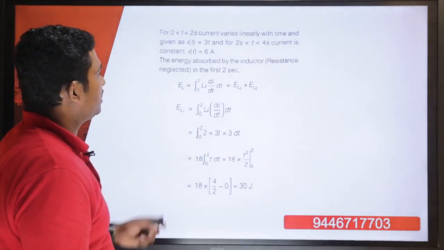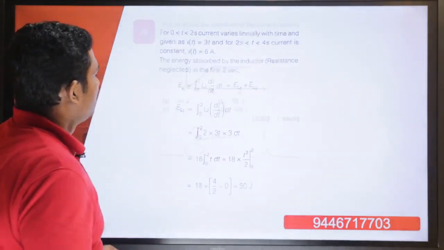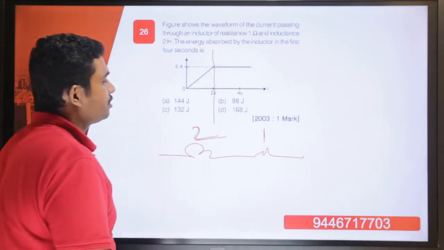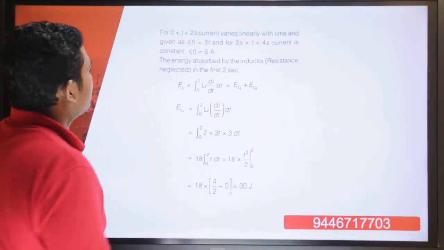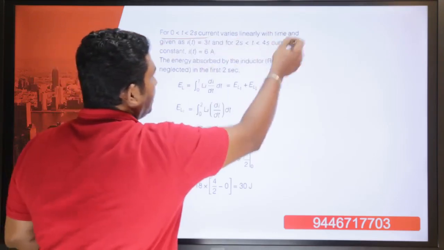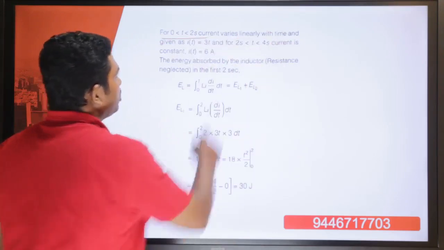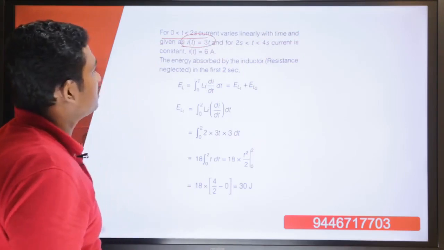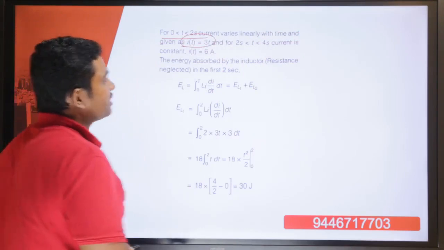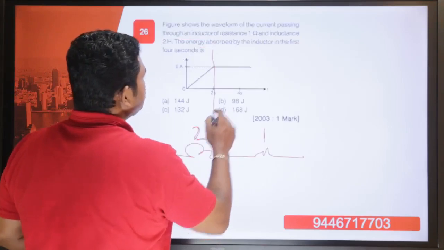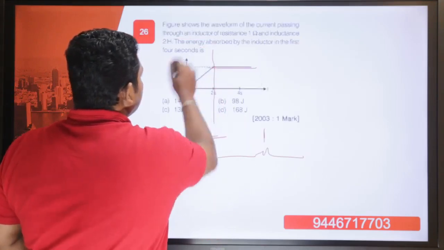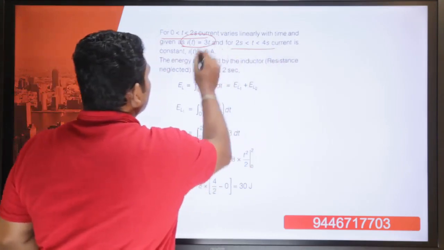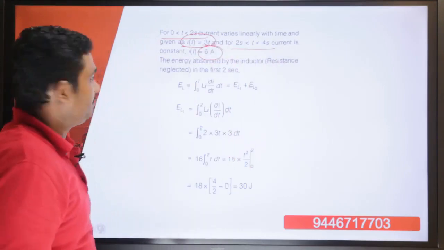So we will have to make equations with respect to this. We can split it as from 0 to 2 seconds and then from 2 to 4 seconds. From 0 to 2 seconds the current is varying linearly with time, so I of t is equal to 3t. From 2 seconds to 4 seconds the current stays constant at 6 amperes.